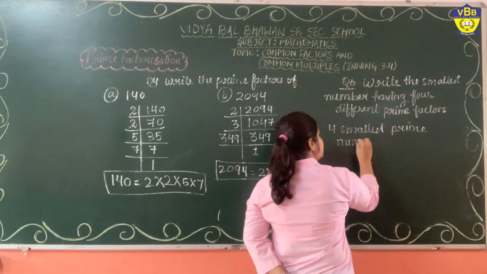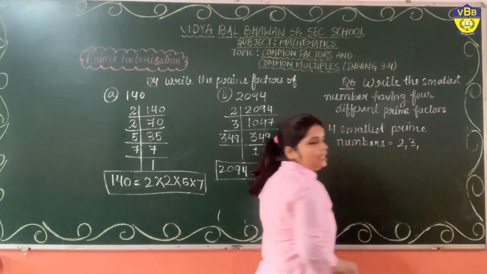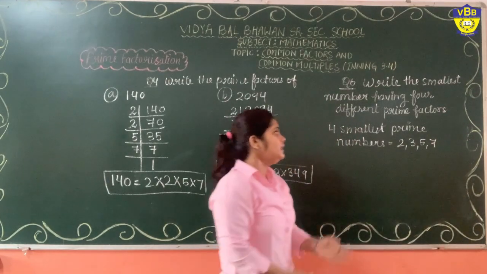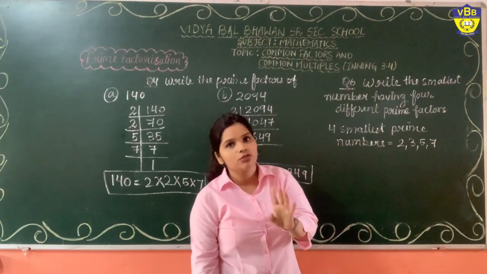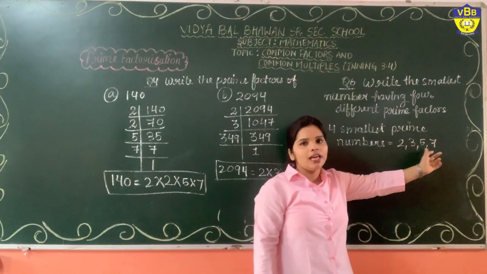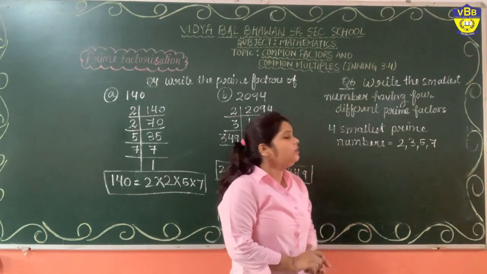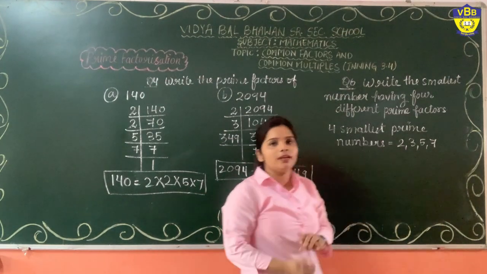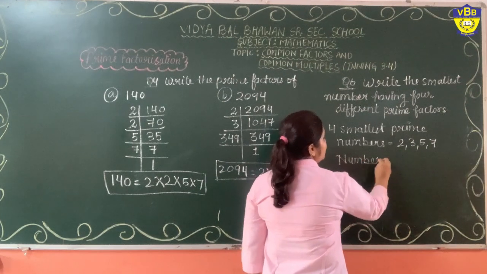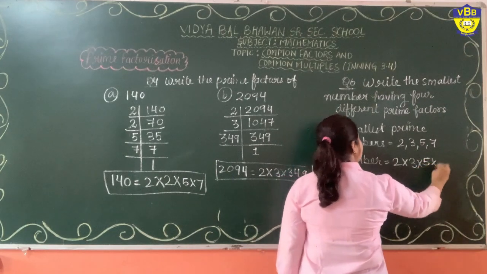The 4 smallest prime numbers will be 2, 3, 5 and 7. It starts with 2, after that 3, 5 and 7. These are the 4 smallest prime numbers. Now we need to form a number using these prime factors. The number will be equal to 2 multiplied by 3 multiplied by 5 multiplied by 7.